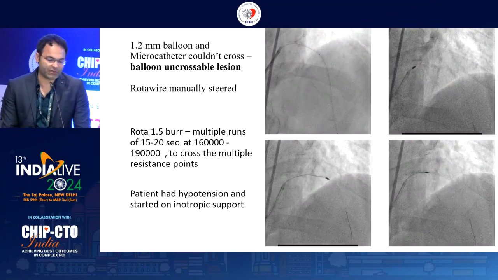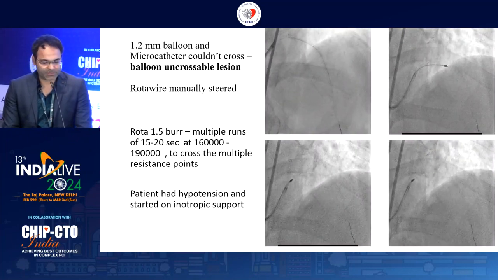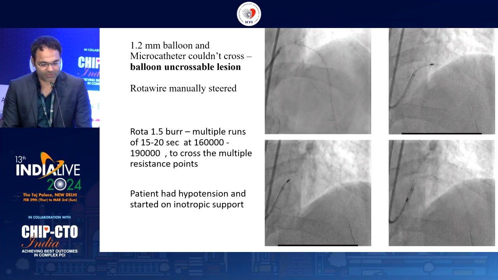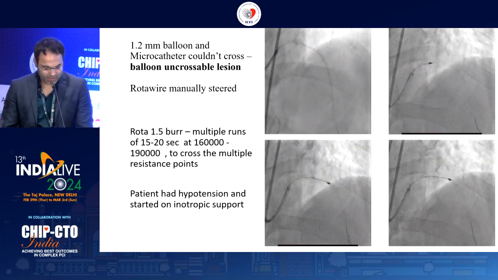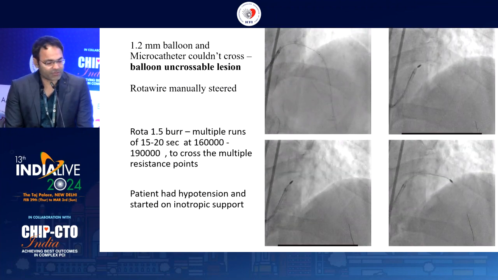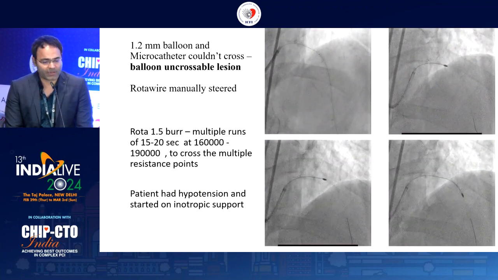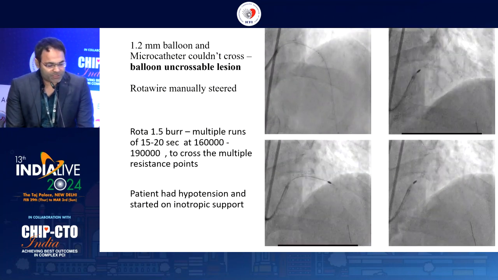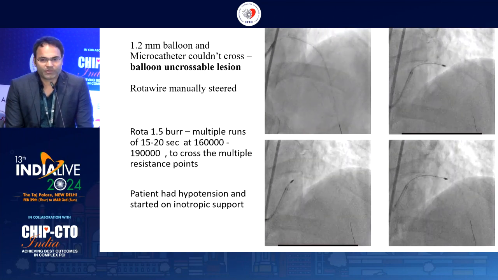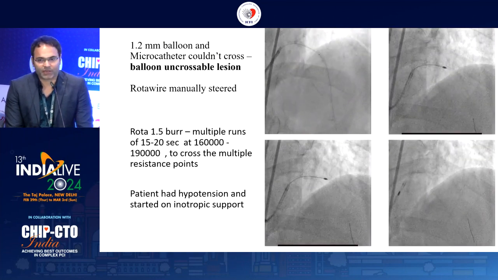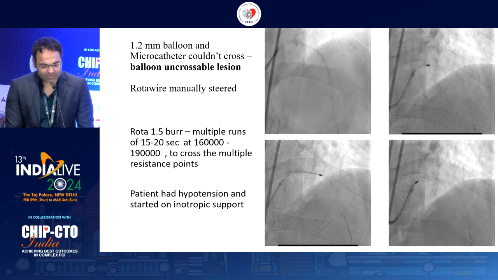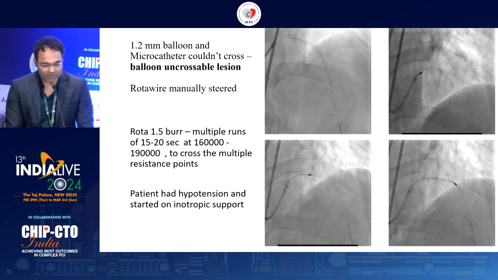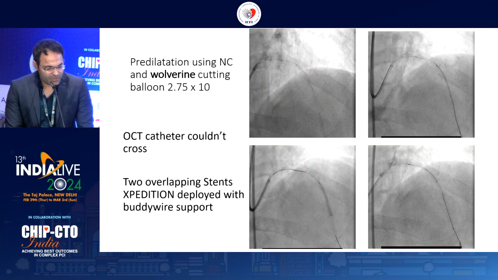As can be seen, it required a lot of patience and control of adrenaline. The burr wasn't crossing, multiple resistance points, and finally the burr could cross with increasing the speed of up to 1.9 lakh RPM. During the procedure, the patient had some hypotension, which is expected due to distal embolization and some myocardial stunning, and we started inotropic support. Once the burr crossed, I thought it was a straightforward procedure, but it wasn't to be. Pre-dilatation was done with an NC balloon, and a Wolverine cutting balloon was used, a rotacut strategy, in view of heavy calcification.